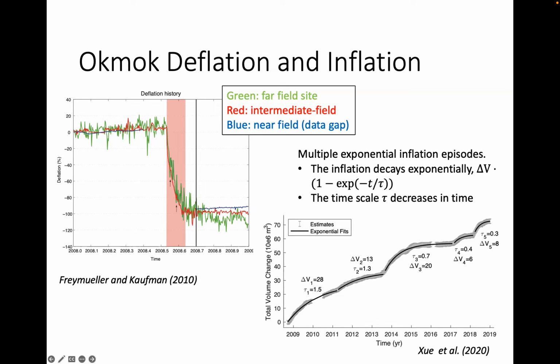And on the right, I'll concentrate on this figure. This is a total volume change inferred from a simple pressurization model. But what you see is a series of basically exponentially decaying inflation pulses that occurred at Okmok. One thing that's rather interesting is the time scale of the decay is actually decreasing with time. So that has potential implications for how the magmatic plumbing system must be evolving, because if there was no change in the system, you'd expect the same time scale for decay. So something has to be changing in the system to get a changing time scale.